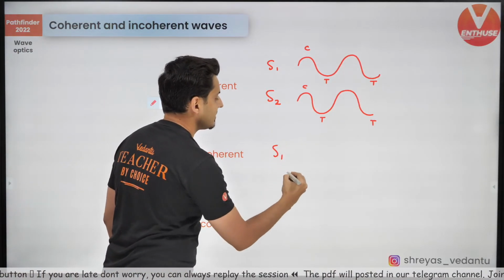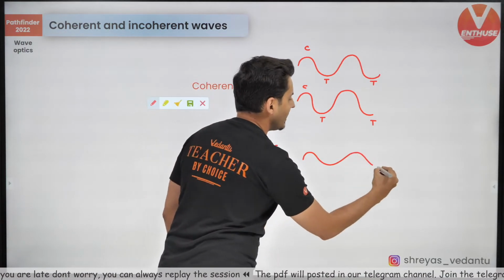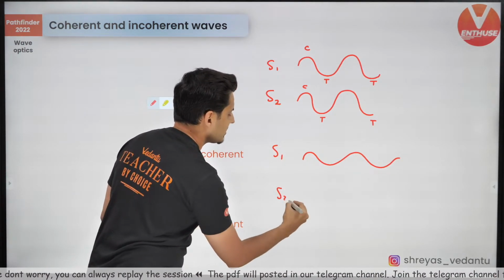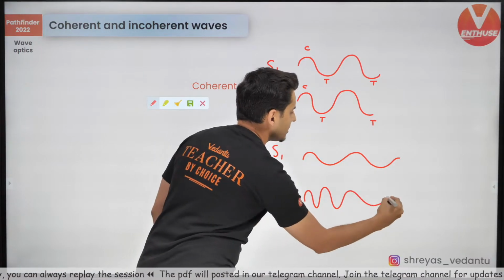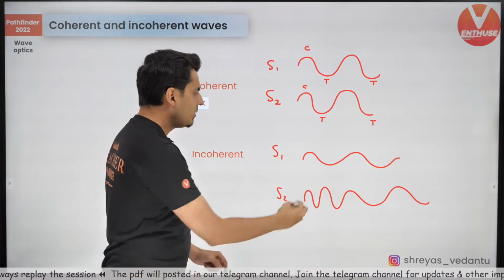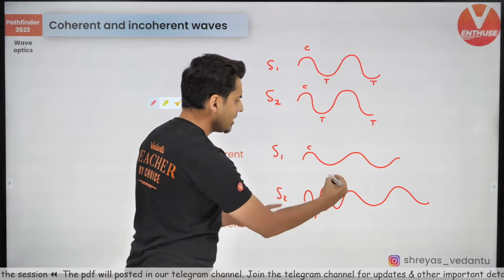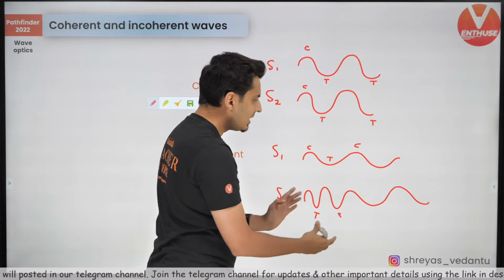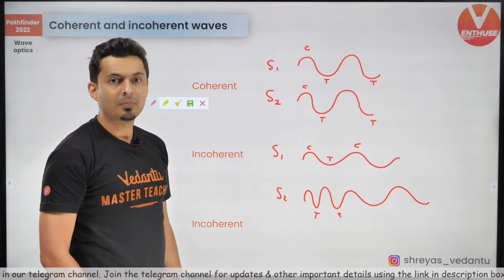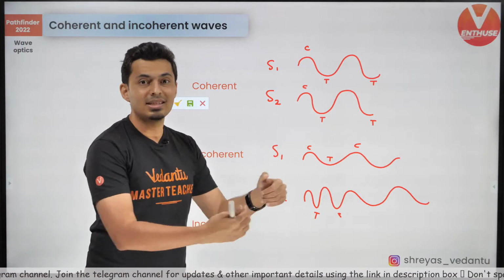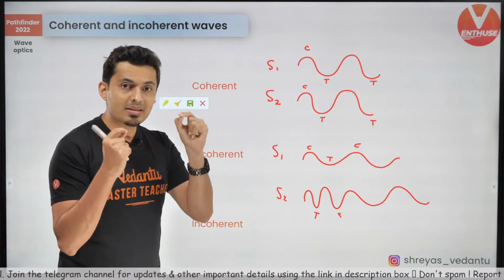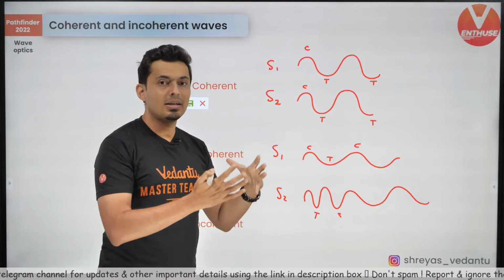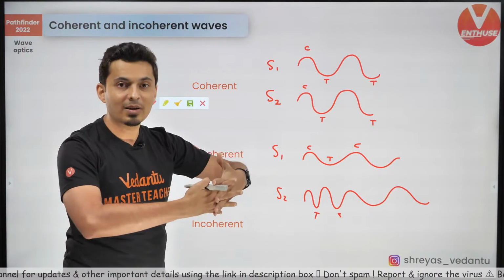But imagine this. This is a source S1 and there is a wave like this, and S2 is a source like this and there is a wave which is going like that. Now, when there is a crest, maybe there is a trough. When there is a trough, there is a trough. When there is a crest, maybe there is something else. So it's unpredictable. It's not matching. It's not in sync.